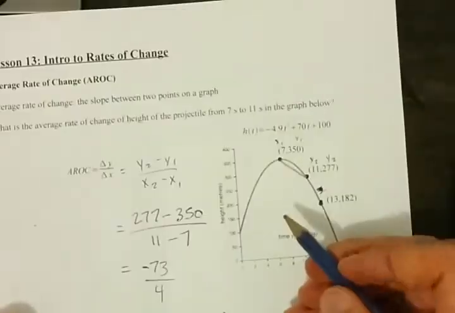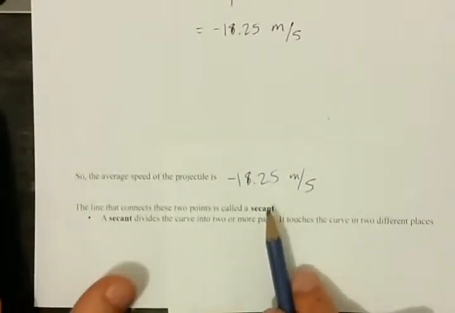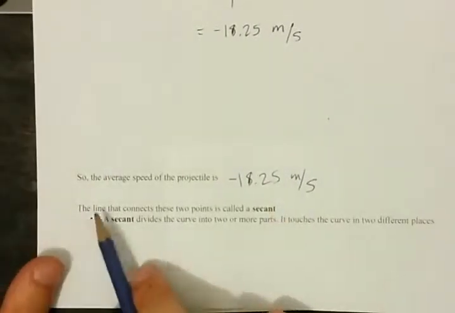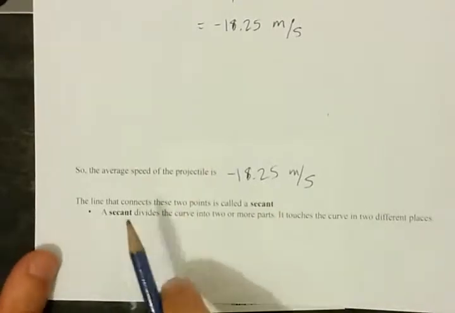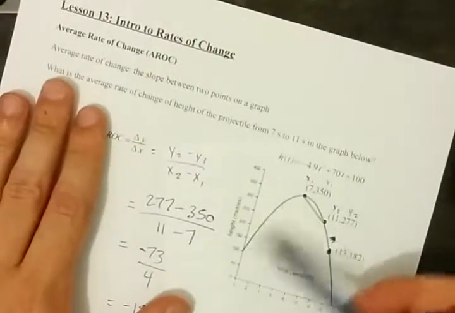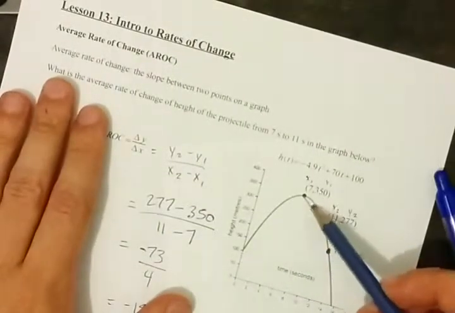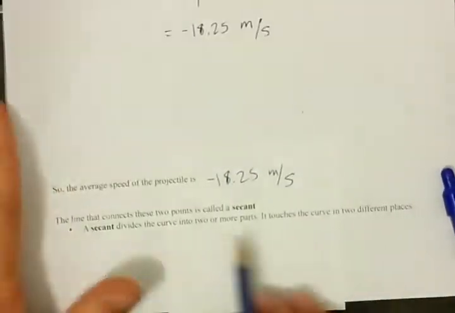You'll notice that line hits the curve in 2 places. That makes it a secant. A line that connects 2 points on a curve is called a secant. A secant divides the curve into 2 or more pieces. See? Piece 1, piece 2. And it touches the curve in 2 different places.